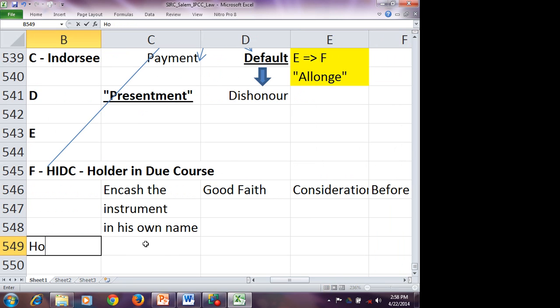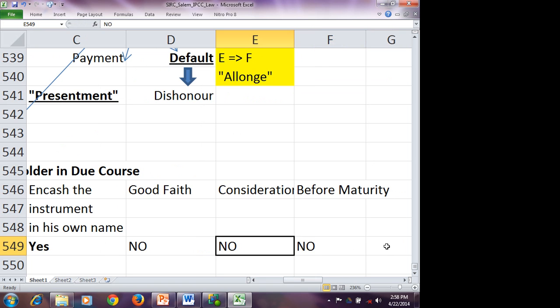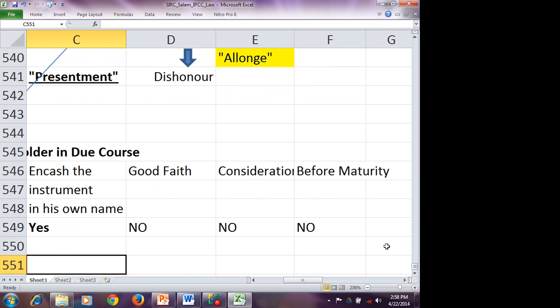First, to be a holder, it is sufficient if you are capable of encashing the instrument in your own name. It is not necessary that there must be good faith, not necessary that there is any consideration, and not necessary that you should have acquired the instrument before maturity. You are a holder. I have a blank cheque. I sign it. I left it here. He takes it, he goes to the banker. Can he encash the instrument? Yes. It's a blank cheque, not crossed. It's a bearer instrument.